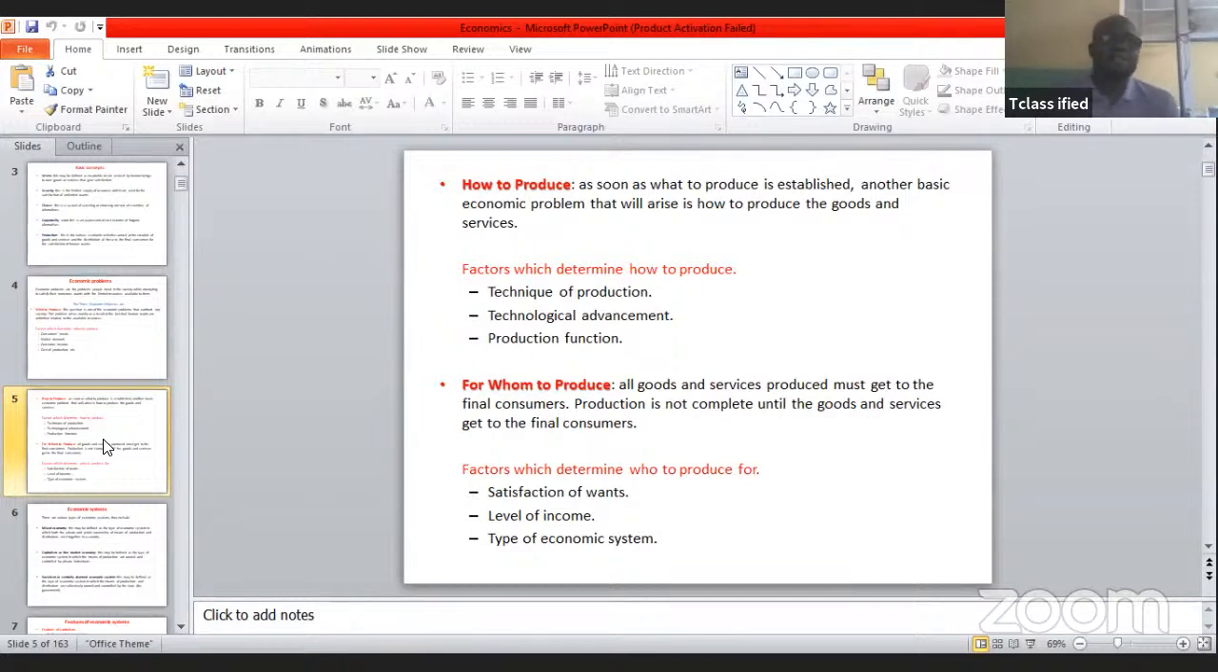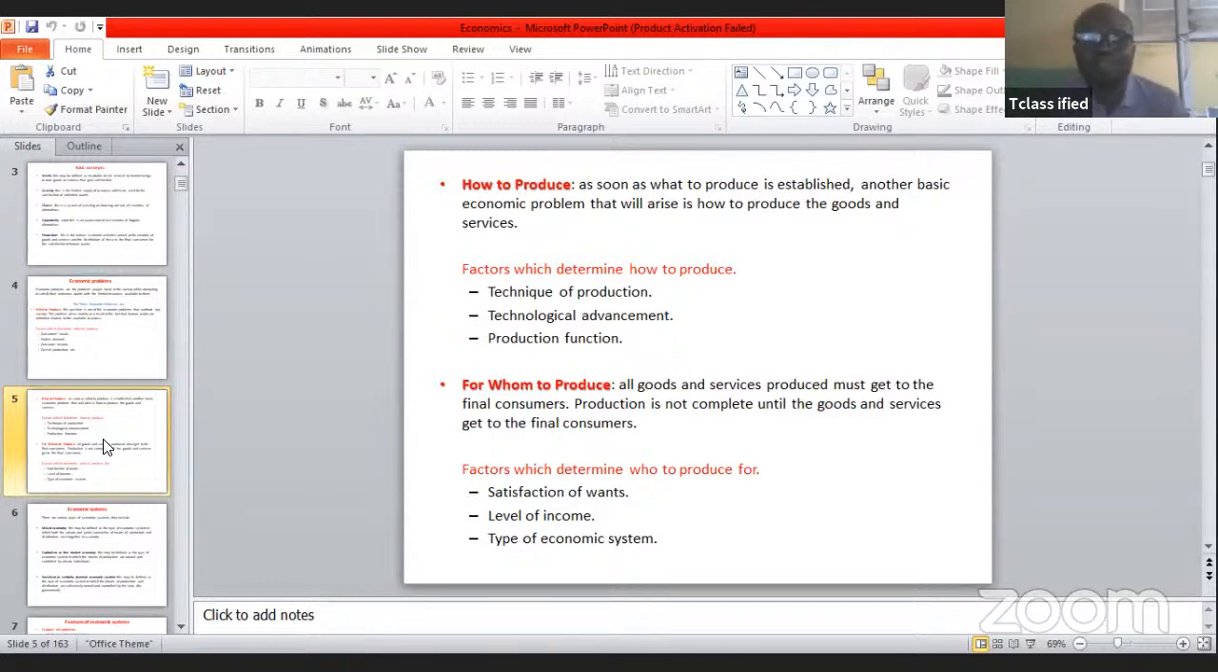And finally, another economic problem is for whom to produce. Having established what I want to produce and how I'll go about producing it, for whom do I produce? Am I producing strictly for the students, or for the community, or for the lecturers? Who am I targeting? All goods and services produced must get to the final consumer. Production is not complete until the goods and services get to the final consumers.